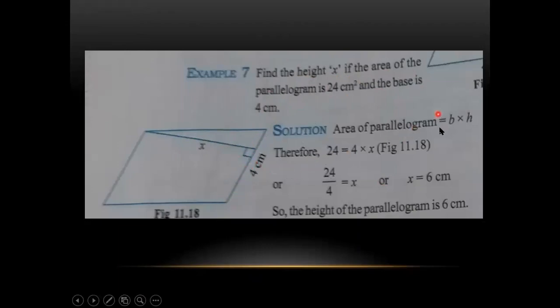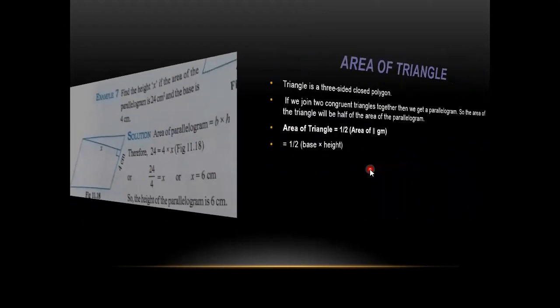So area of parallelogram equals B into H. Therefore 24, the area they have given, 24 centimeter square, equals base 4 centimeter and height we don't know, that is we are assuming x. So 24 by 4 equals x. 4 sixes are 24, so x is 6 centimeter. That means the height of this parallelogram is 6 centimeter. This is the way of finding the height.